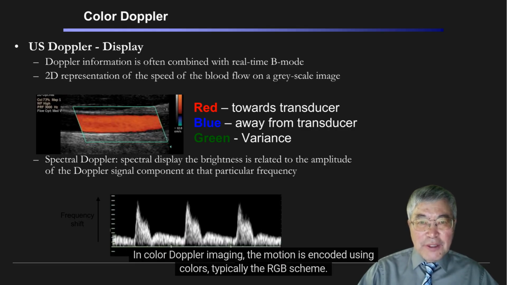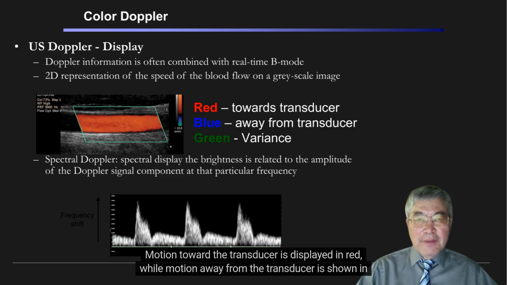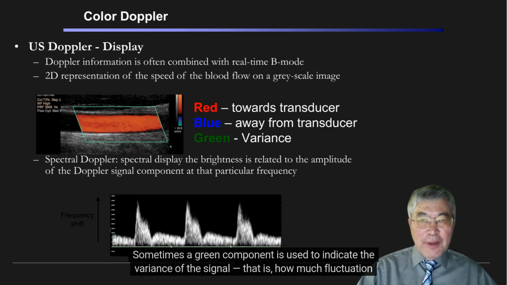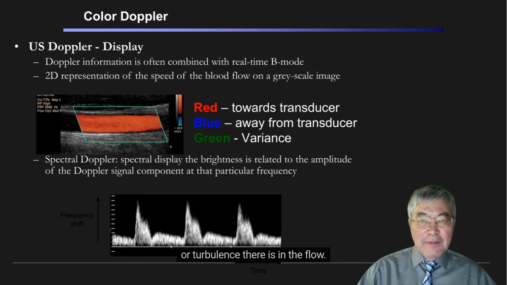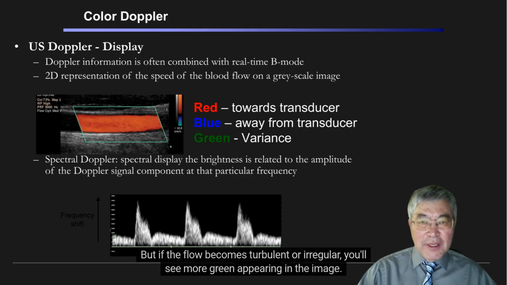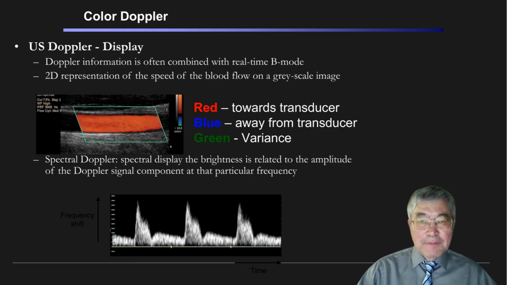In color Doppler imaging, the motion is encoded using colors, typically the RGB scheme. Motion toward the transducer is displayed in red, while motion away from the transducer is shown in blue. Sometimes a green component is used to indicate the variance of the signal, that is, how much fluctuation or turbulence there is in the flow. If the blood flow is smooth and uniform, you won't see much green at all. But if the flow becomes turbulent or irregular, you'll see more green appearing in the image.